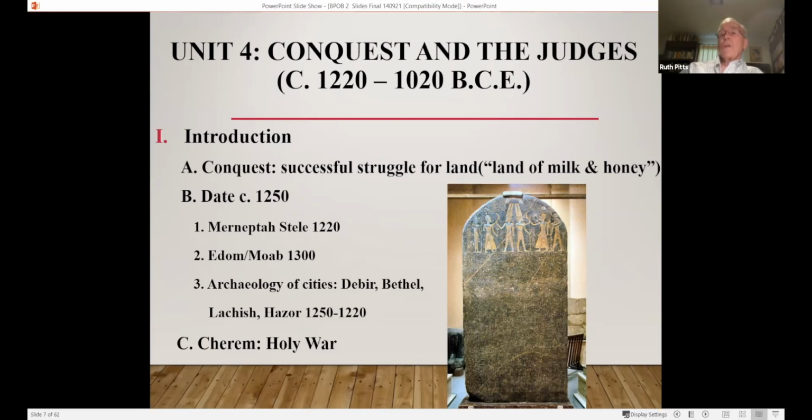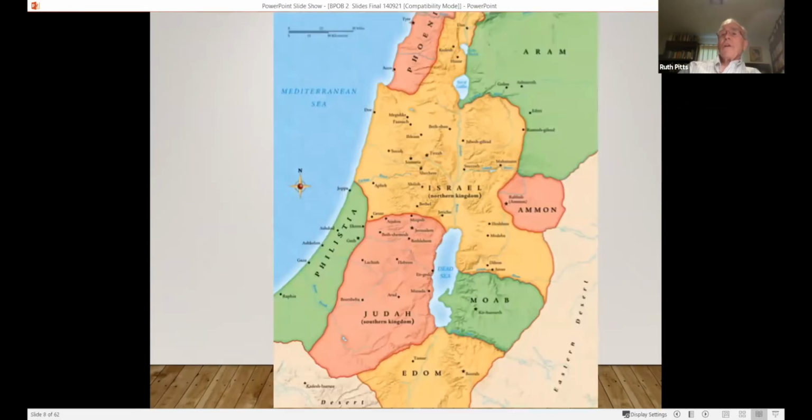All right, let's move on. So here's another map with the players now in this story. You can see that you have Kadesh Barnea down at the far corner of the left lower area. So we need to get them coming in just north of the Dead Sea.